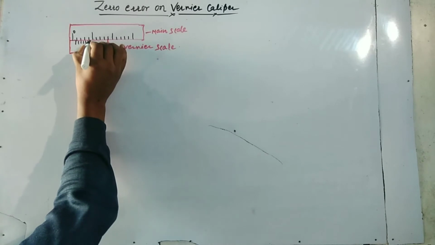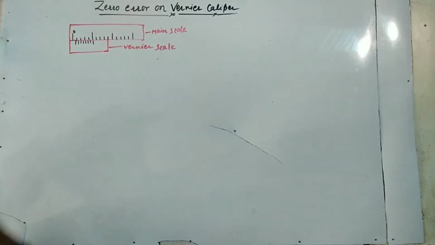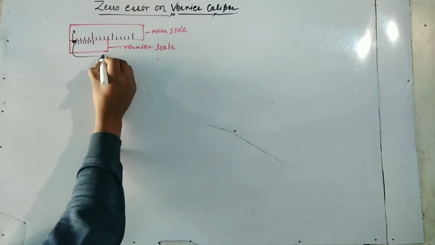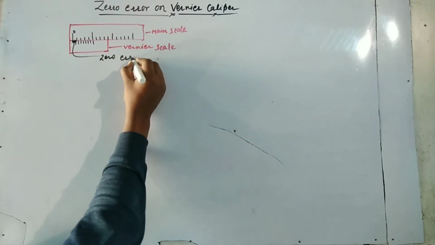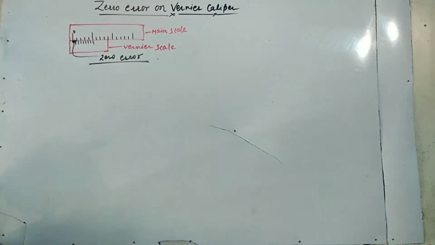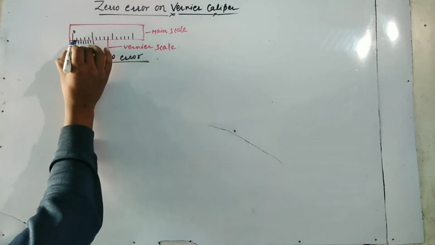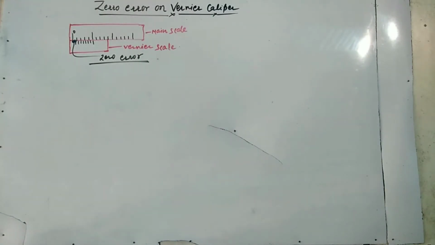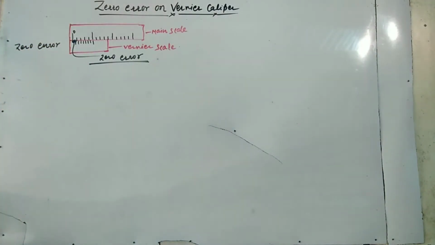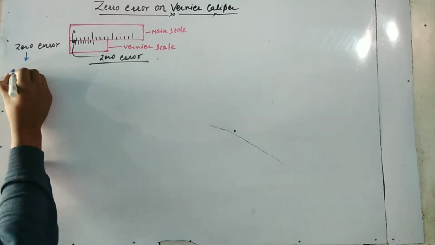Now here is the vernier scale division. We can see the main scale division and the vernier scale division which has 0 do not coincide with each other, and this is zero error. You can see in the diagram. This is called zero error because the main scale 0 and vernier scale 0 do not coincide with each other. So this is called zero error on vernier caliper.